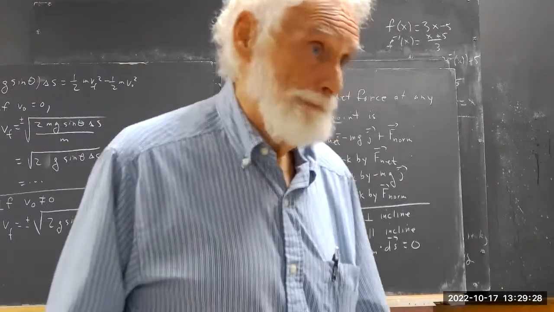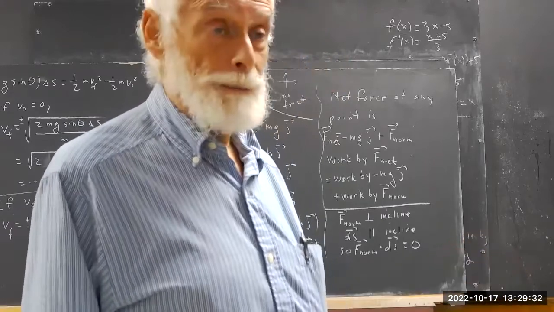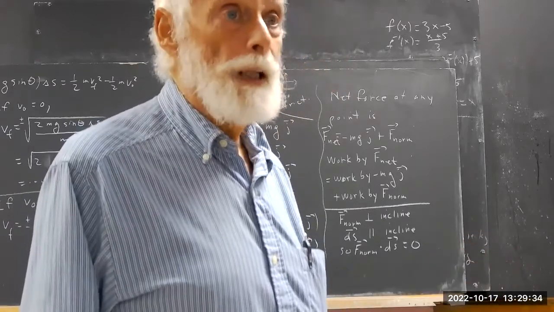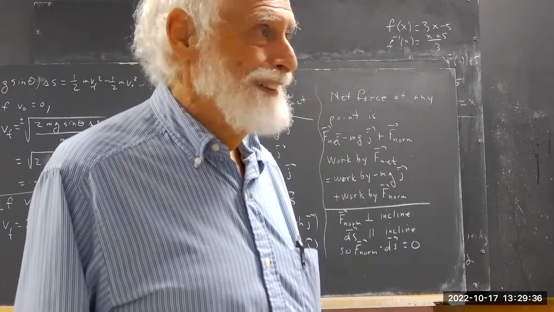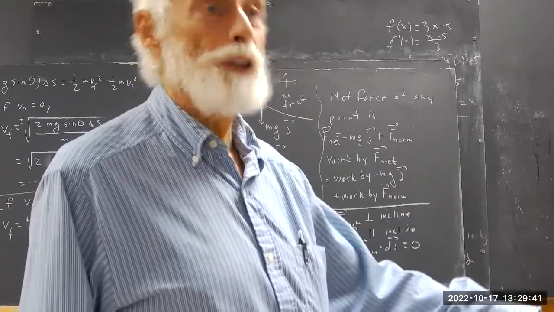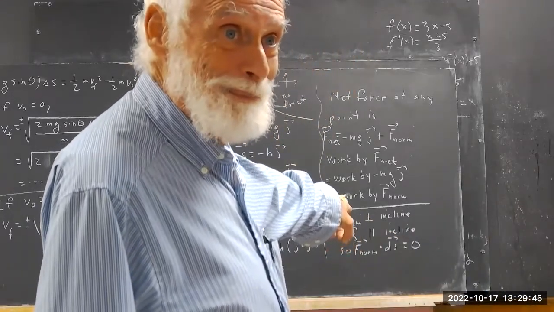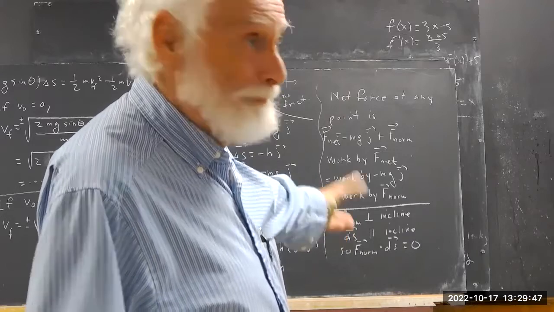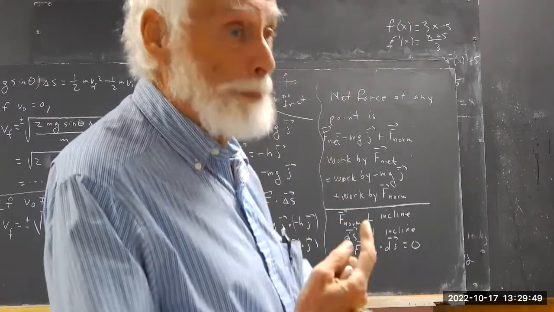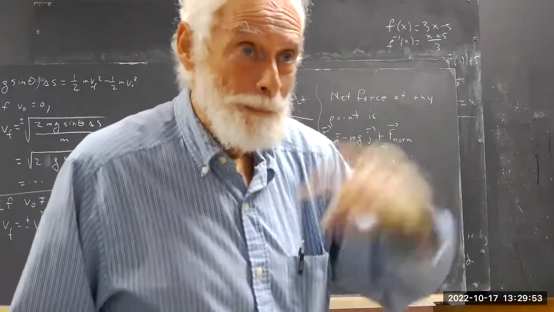So the two vectors that are perpendicular have zero dot product. Go back to your definition of dot product if you like. Magnitude of this times magnitude of that times the cosine of the angle between them. What's the cosine of the angle between these things? They're perpendicular. What's cosine of a perpendicular angle? Circular definition.